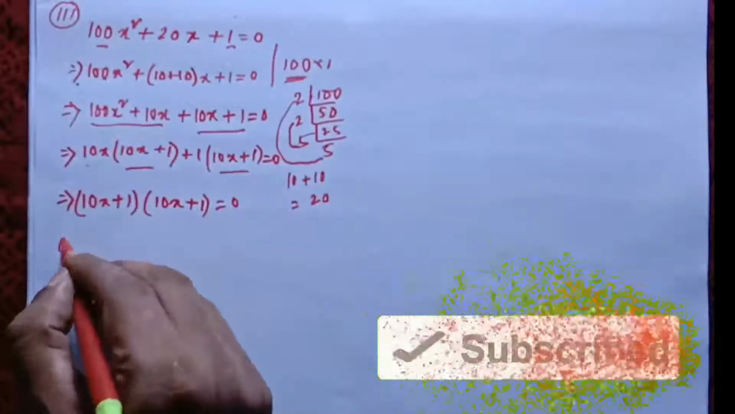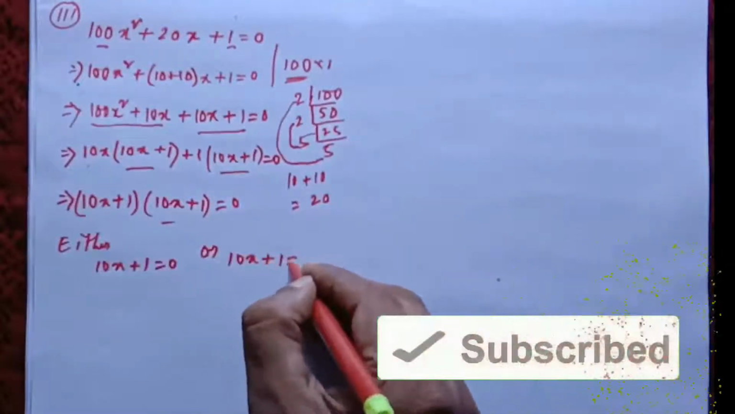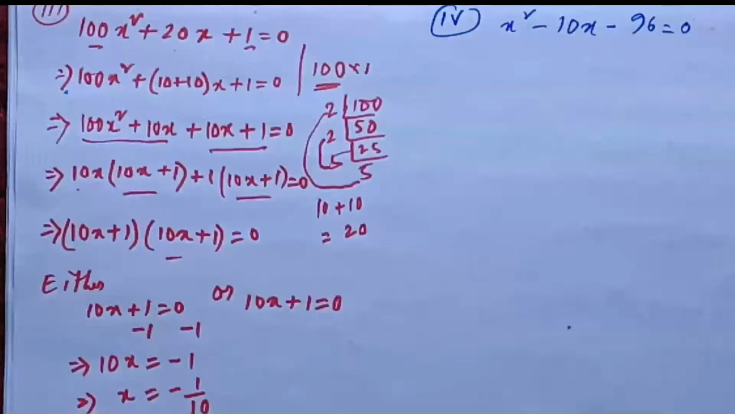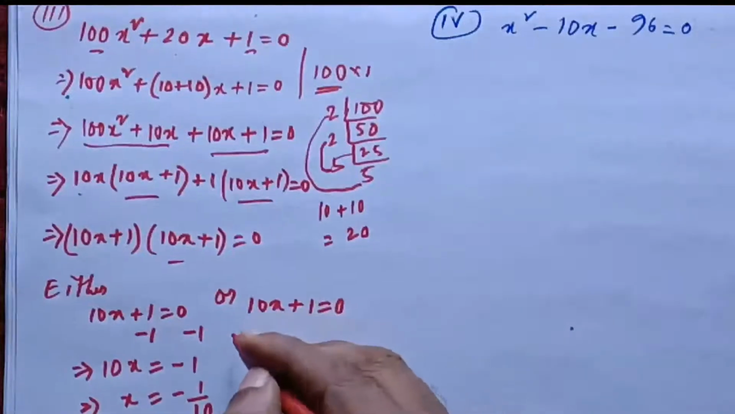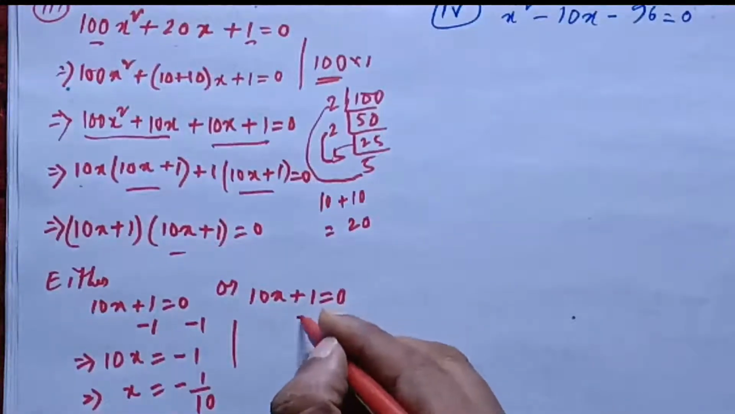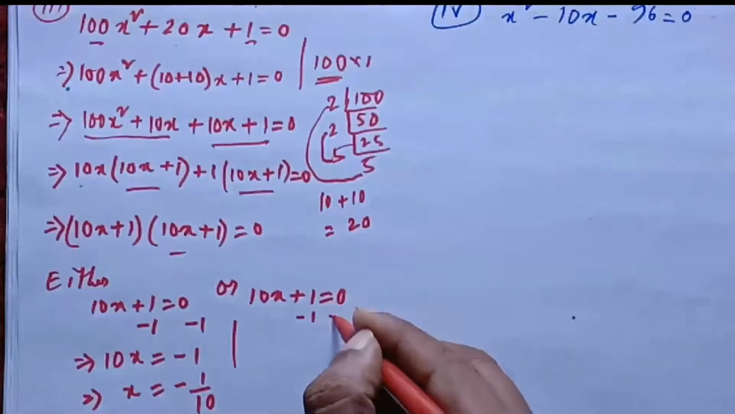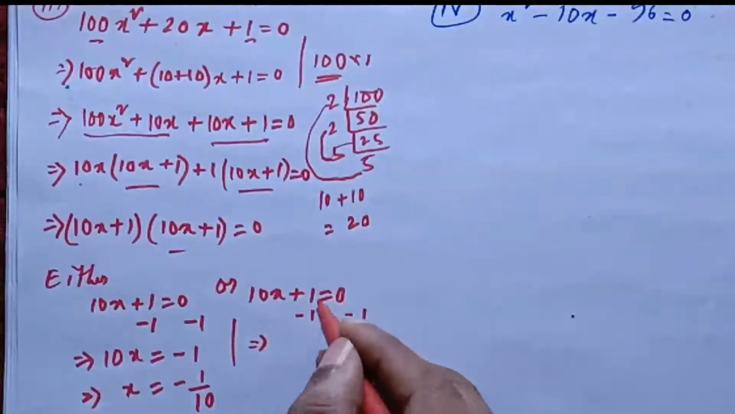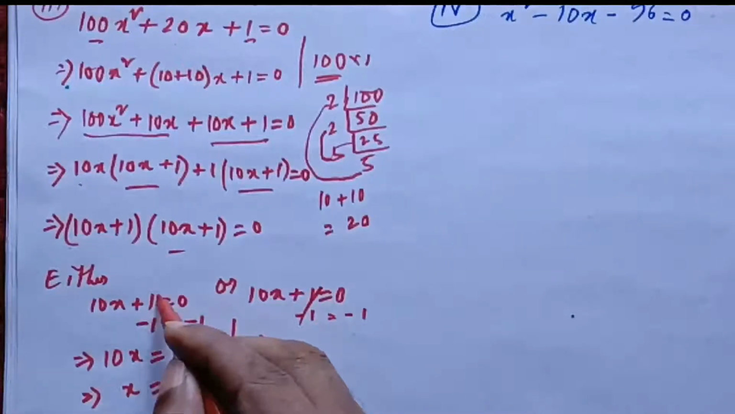Here also we have the same thing. So we'll subtract 1 on both sides. Then we cancel these two. Here also we can cancel.